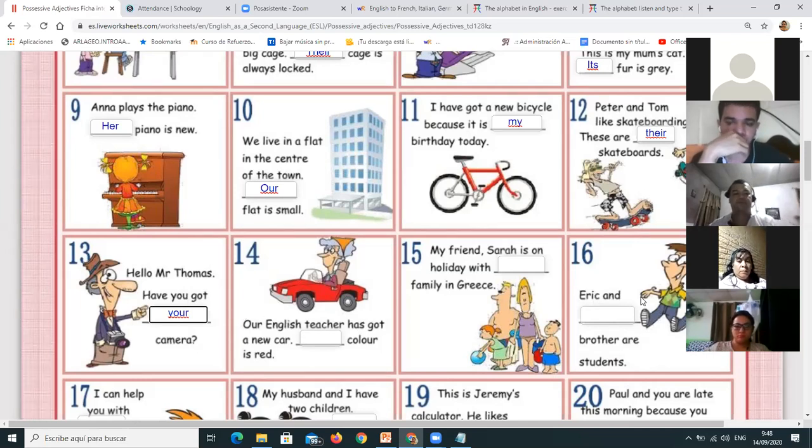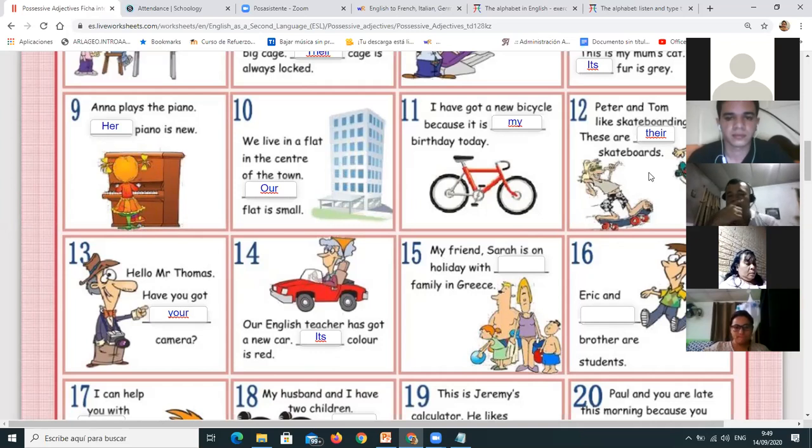Number 14. Do you want to try number 14? Our English teacher has got a new car. Its color is red. Very good. We are talking about the car, right? Its color is red.